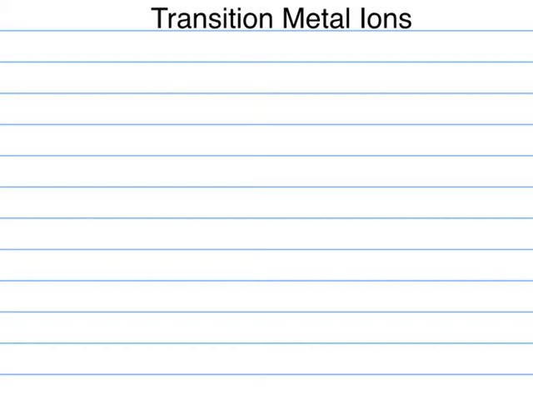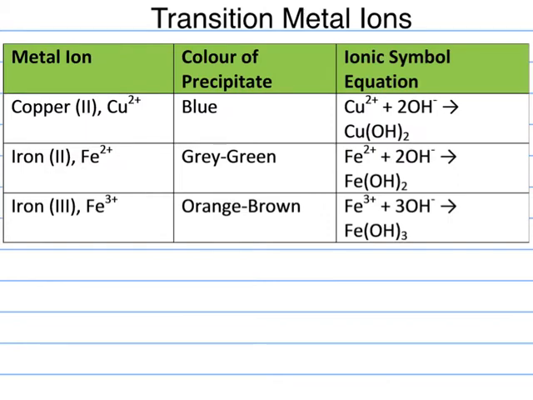Now, precipitate means that we get a solid forming. So the precipitate is a solid that forms out of a solution. So it kind of drops out like rain. And we can see that if we took copper and we made copper hydroxide here, we would get a blue precipitate. For iron 2, we would get a grey-green precipitate for iron 2 hydroxide, and then for iron 3, we'd get an orangey-brown colour. Now, the orangey-brown would be similar to rust, and we can see our equations here for those ionic equations.